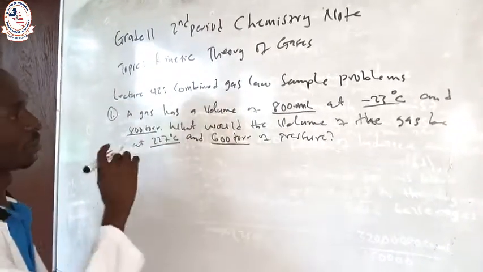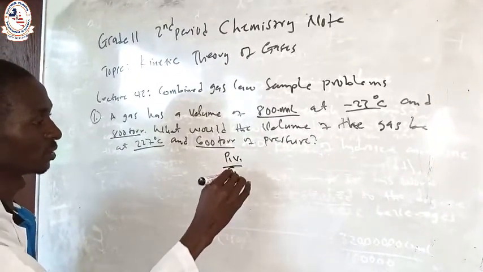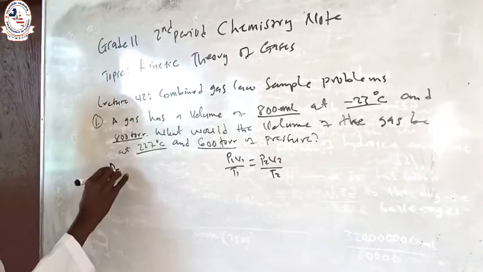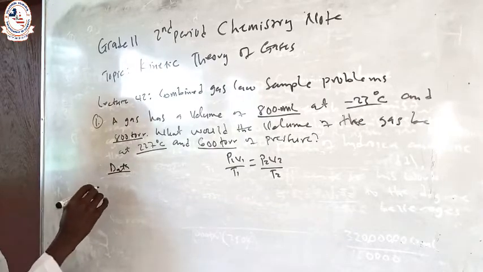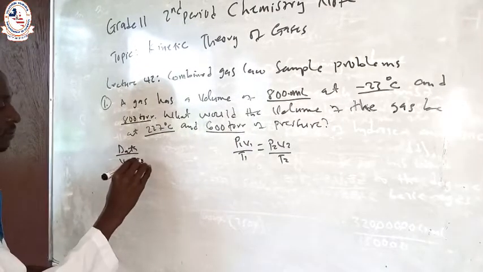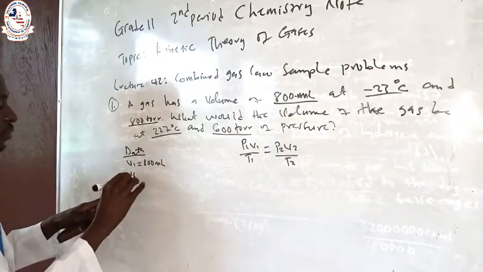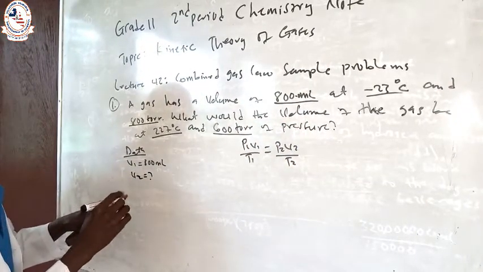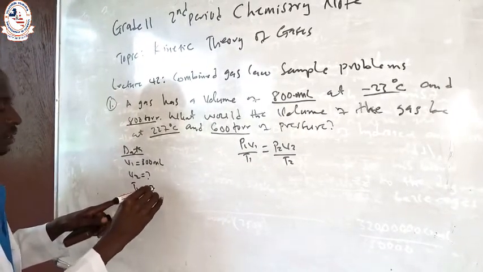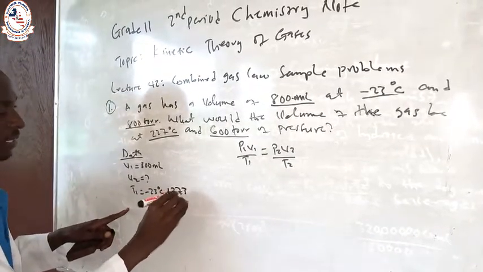Since we're talking about the compound gas law, our general equation is P1 V1 over T1 is equal to P2 V2 over T2. If we collect our data here, our V1 will be equal to 800 milliliter, and we're asked to calculate another volume, which is V2 equal to question mark, and our first temperature T1 is negative 23 degrees C. We'll convert it to Kelvin by adding 273.